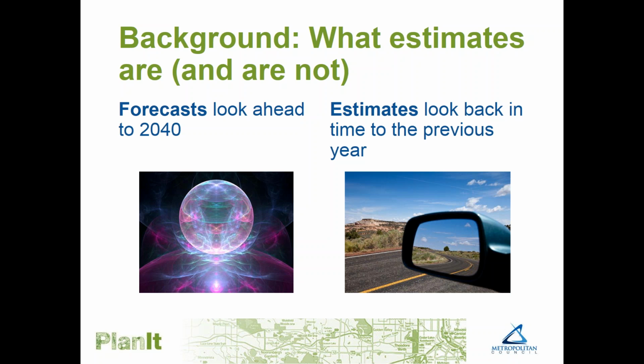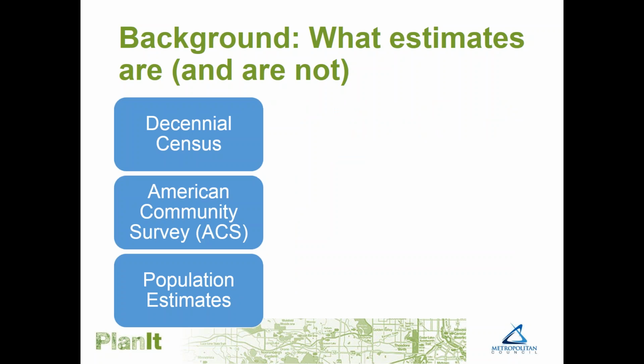But the estimates, in contrast, are looking back in time to the previous year. So we're looking at data and approximating the number of people last year. I also want to distinguish estimates from 2 other important kinds of demographic information, the decennial census and the American Community Survey, so that we're all on the same page about exactly what estimates are and are not.